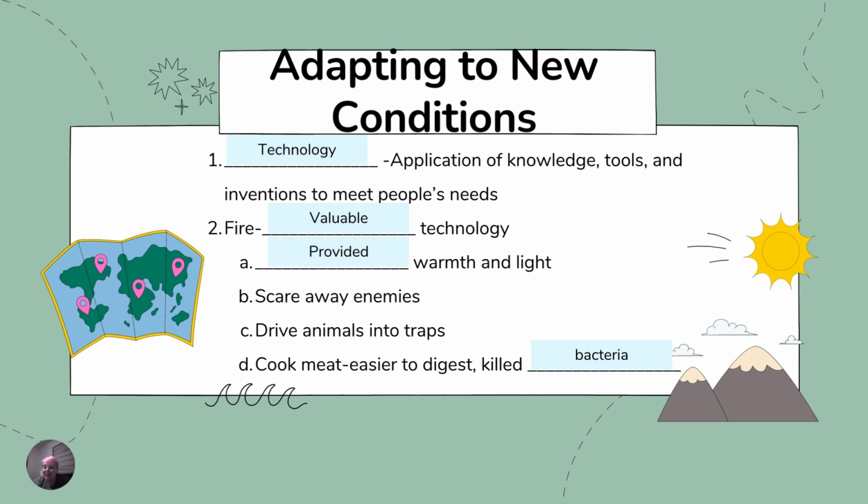For example, the ability to capture and control fire was hugely important and a really beneficial technology for early humans. The ability to capture and control fire allowed Paleolithic people to scare away enemies, drive animals into traps, and cook meat, which made it easier to digest and also killed bacteria, which made people get sick much less often. In addition, it also provided much needed warmth and light.